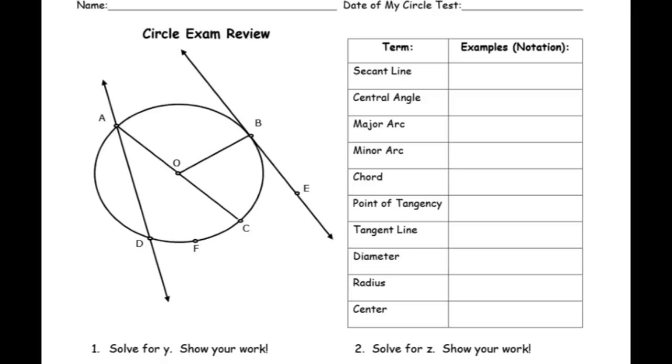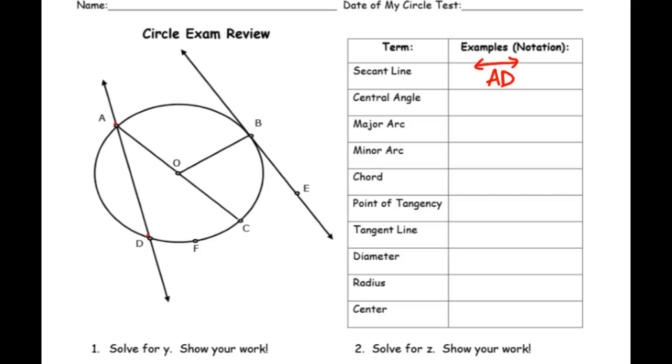Circle exam review. Secant line. Remember, a secant line goes through a circle and touches twice. So we have line AD touching it twice. So make sure if you put a line, you put the 2 points and then a line with 2 arrowheads on top.